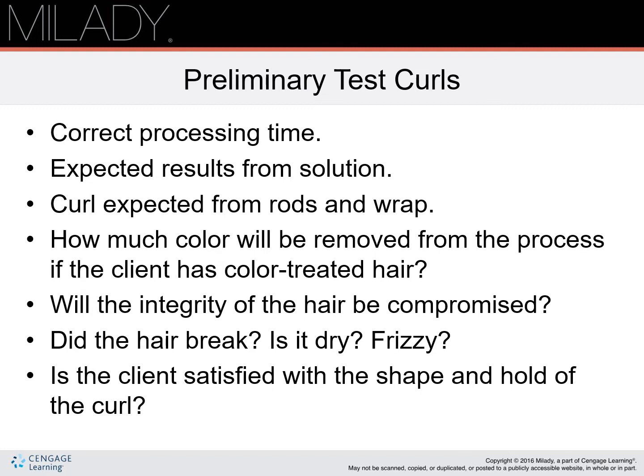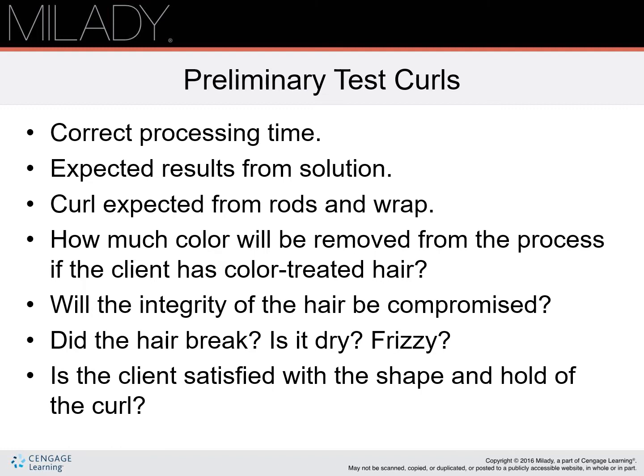So again, before I wrap this whole head and process it, I can just do a test curl. It shows the expected results from the solution. Once it processes, that's pretty much what I can expect on the hair. Curl is expected from the rods and the wrap. That will tell you if the client wants a tighter curl or a looser curl all over. You can adjust your rod size, or if they want a croquignole wrap or a spiral, if they don't like the direction of the curl, you can change your wrap.